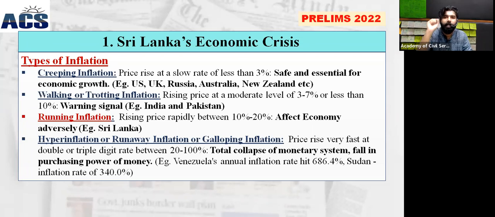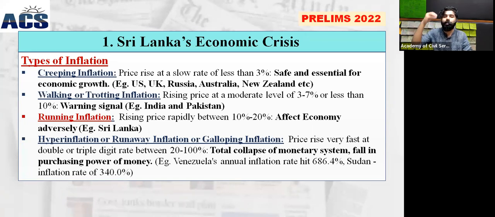The first and foremost type of inflation is creeping inflation, which is a rise of price at a slow rate of less than 3%. If prices rise below 3%, it is called creeping inflation, which is said to be essential for economic growth. A slow rate of increase in the price level, or a small amount of inflation, is good for a country. That means it can help the economic growth of the country. That's why creeping inflation is safe for a country and essential for economic growth.